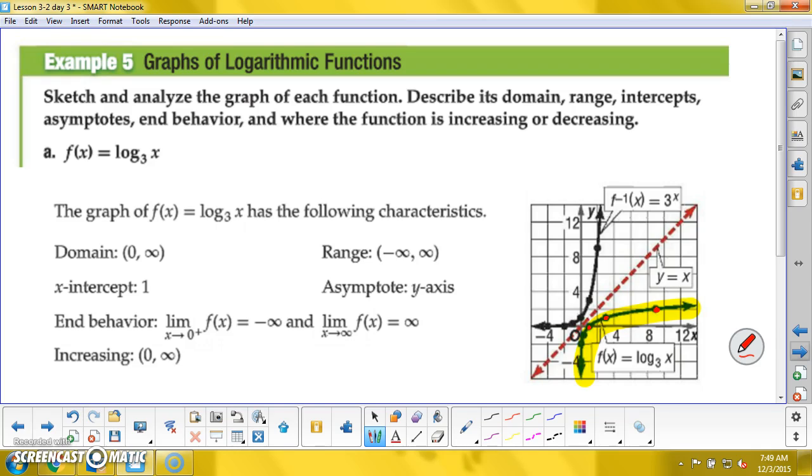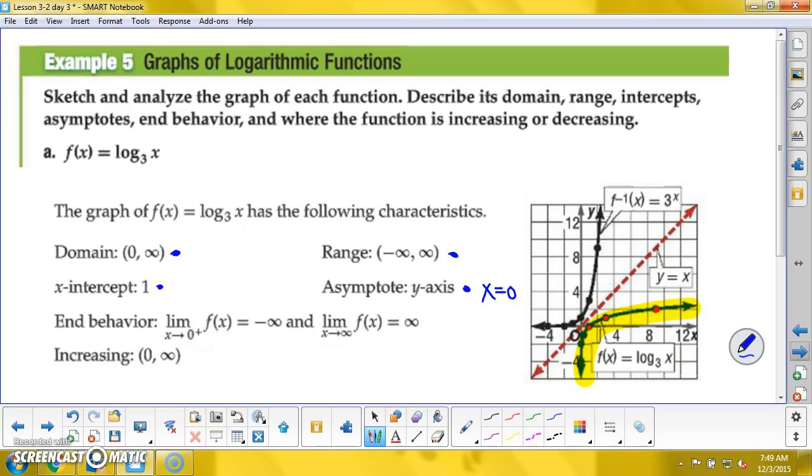So if you look at all the specifics, the domain is from 0 to infinity. That graph completely stays to the right side of the y-axis. The range is all real numbers. It keeps going down forever and it keeps climbing up forever. There is an x-intercept at 1. There is an asymptote. It's a vertical asymptote. It's the y-axis, which could also be written x equals 0.